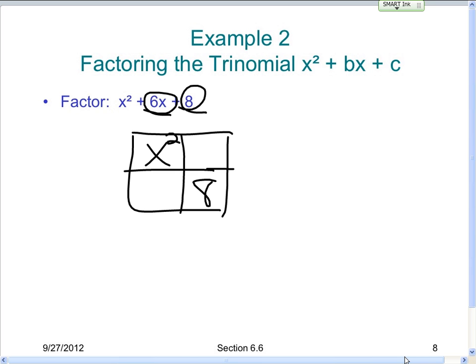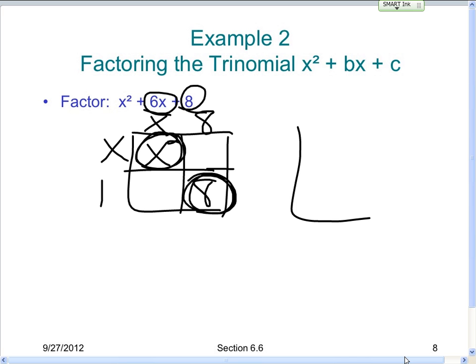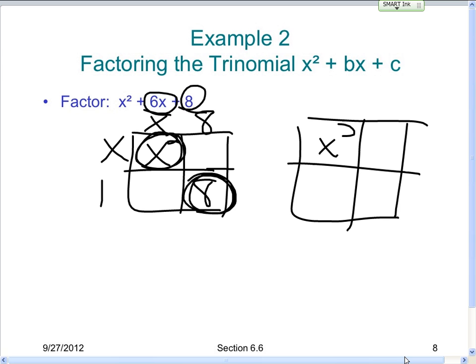Now our answer when we're factoring is going to come from the stuff that's outside of the box, not inside the box. So what we have right here is an x squared, and what we're looking for is two things that will multiply to get x squared. Well, the only way to get x squared is to multiply x times x. We also need to figure out what we're going to multiply to get 8. Now there we actually have different options. We can multiply 1 times 8. We could multiply 2 times 4.